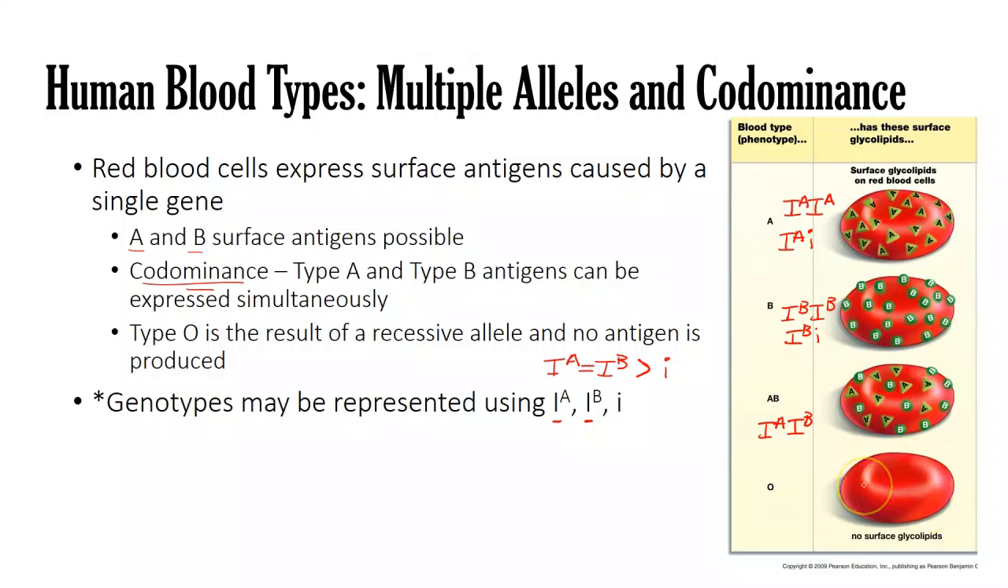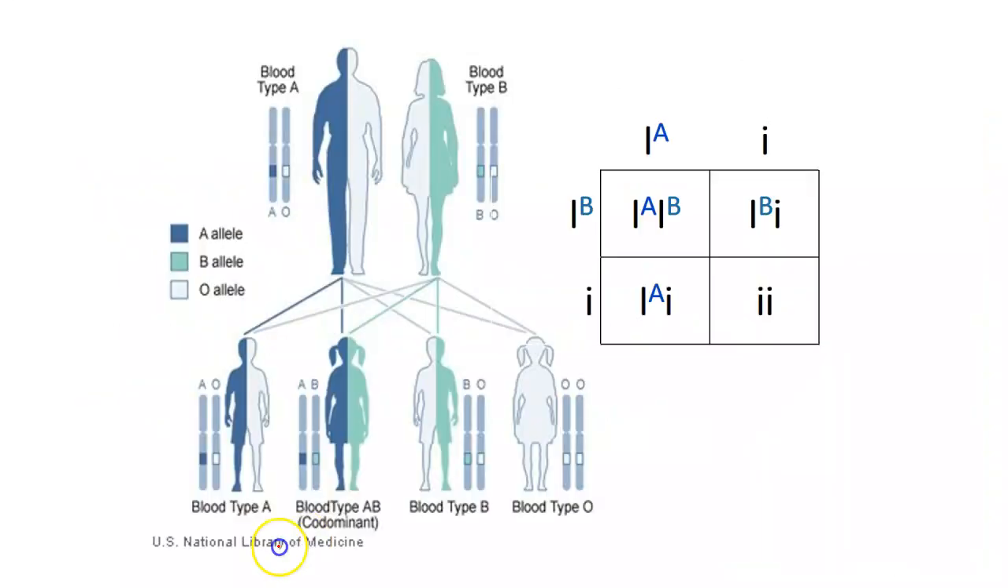And then you can see none of those little surface proteins, those little antigens on the surface, are expressed. So you don't see any of them with O, so it would be little i. There is another blood type gene. I'm sorry, I jumped ahead.